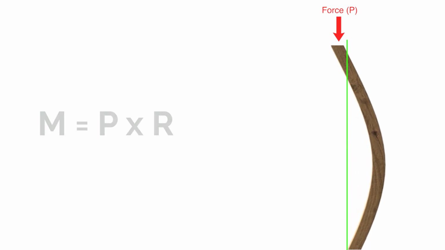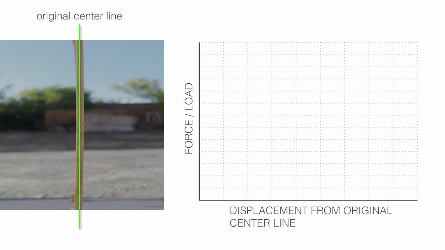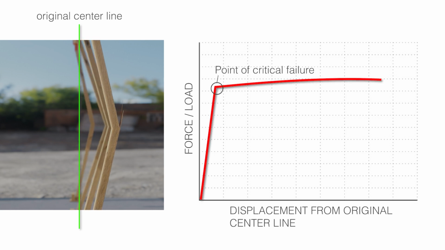Because moment equals force, P, times the distance or displacement, R, the moment will continue to increase as the column buckles, which in turn causes the column to buckle faster. As the column continues to buckle and displace further from its original centerline, the moment continues to increase, which consequently increases the compressive stress faster and faster, until the column reaches a point of critical failure.